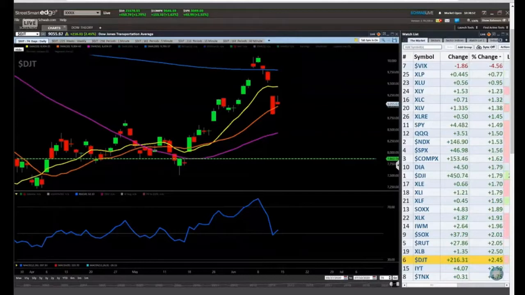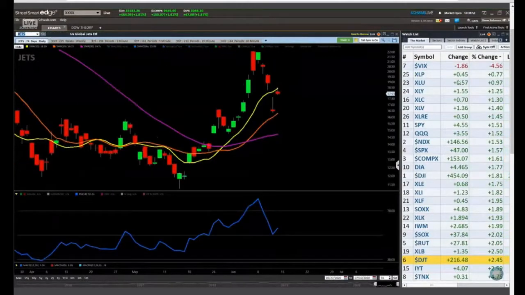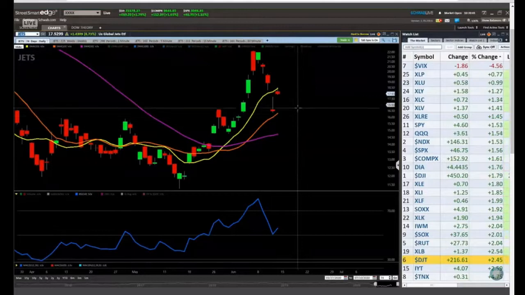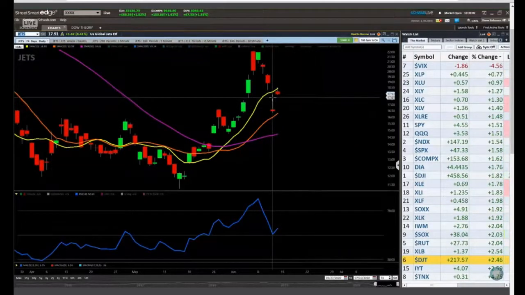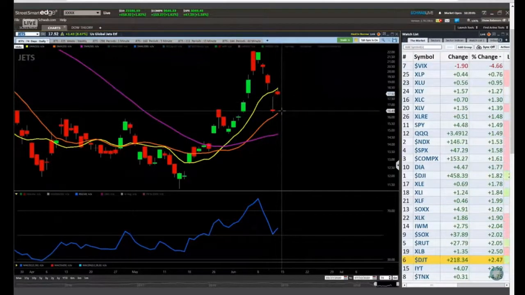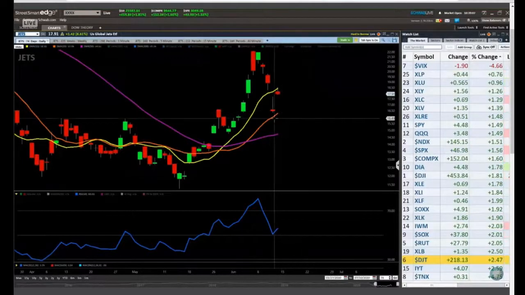What are the airlines doing? Let's take a look at that. The jets. Sure thing. We heard the news on American. This is that ugly candle we're talking about. If you think that they are ahead of themselves, you've got a pretty good short sale setup right here.